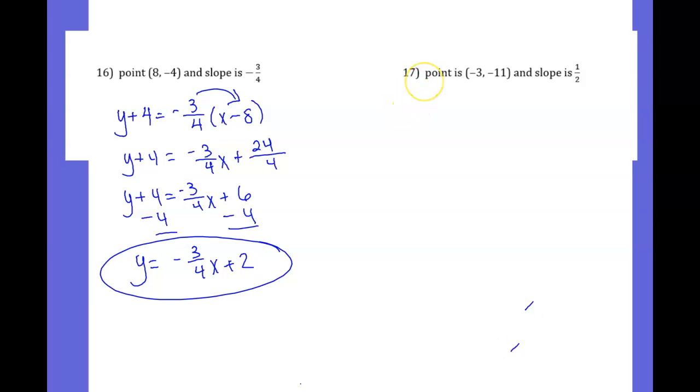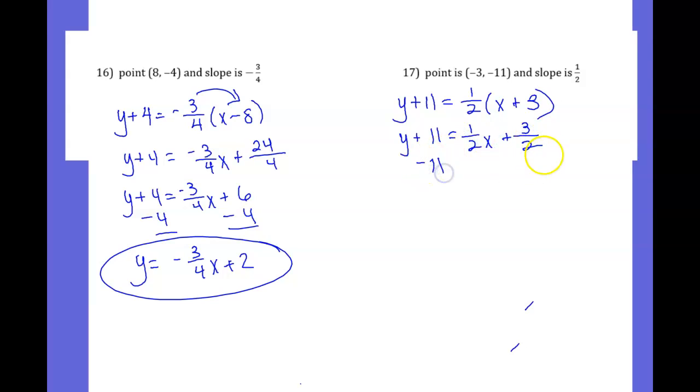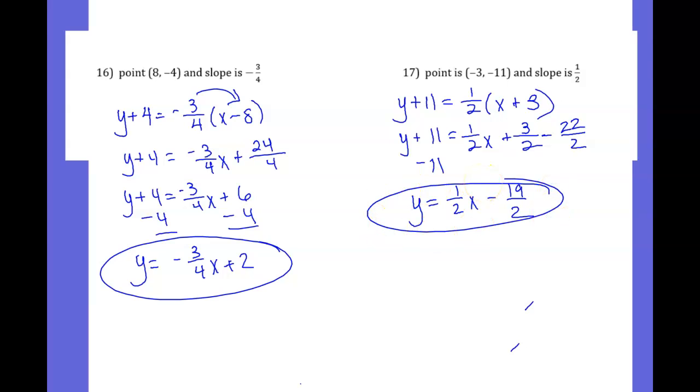And 17. I know I'm going really fast, but you should pause the video and try it. If I say y minus a -11 is y plus 11, that is equal to 1/2 times (x plus 3) because we're subtracting a negative. Then this would be y plus 11 is equal to 1/2 x plus 3/2. Now I'm subtracting 11. On this side, I'm actually going to subtract 22 halves because that's equivalent to 11. So y is equal to 1/2 x minus 19 halves. And there's our answer.